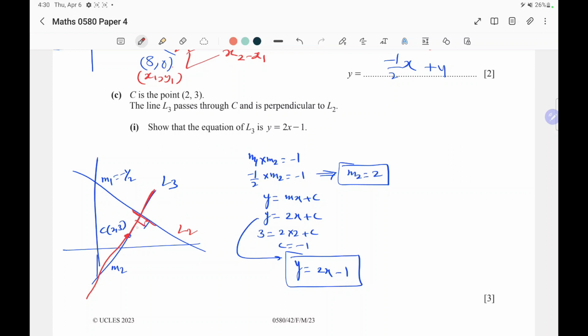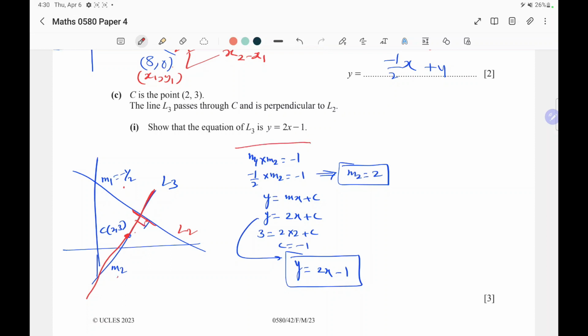So our L3 is passing through the point (2, 3), but we don't have the gradient, right? And you know that for finding the equation of any straight line, we must have two pieces of information: one is the gradient and one is the point. So the point is available, but the gradient is not. The gradient of L2 is minus half. Since these two lines are perpendicular, I'm considering the gradient of L3 as m2.